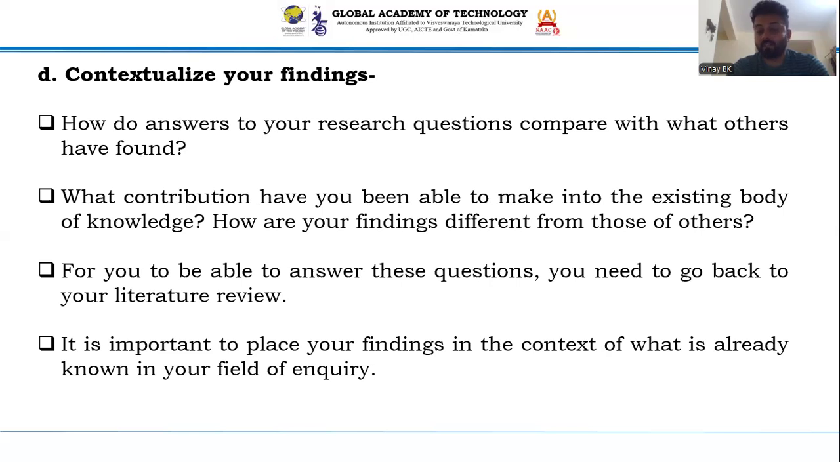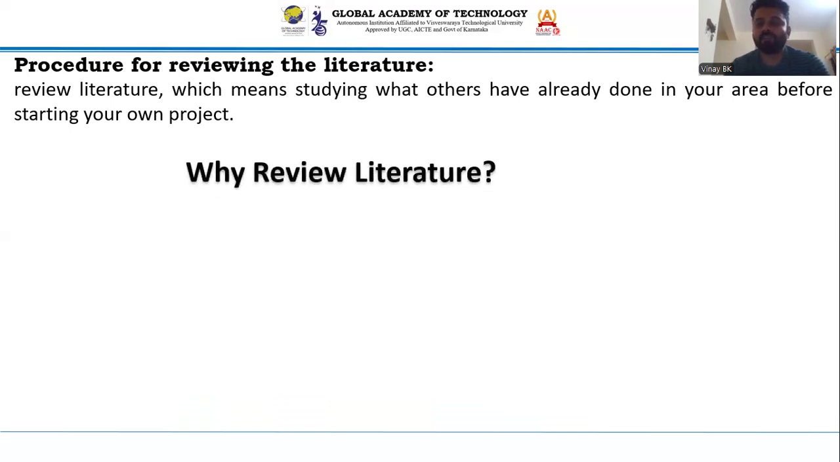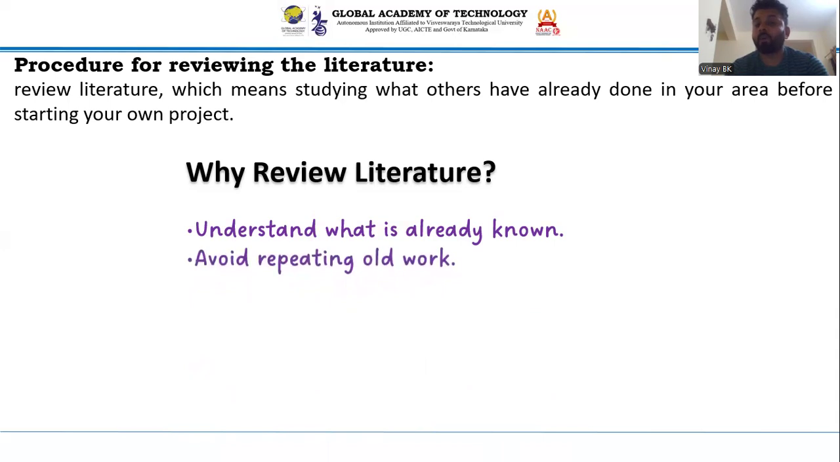Then, for you to be able to answer these questions, you need to go back to your literature review, and it is important to place your findings in the context of what is already known in your field of inquiry. So, the procedure for reviewing the literature. Reviewing literature means studying what others have already done in your area before starting your own project. So, why review literature? You need to review the literature to understand what is already known, to avoid repeating old work, and to find gaps for new research.